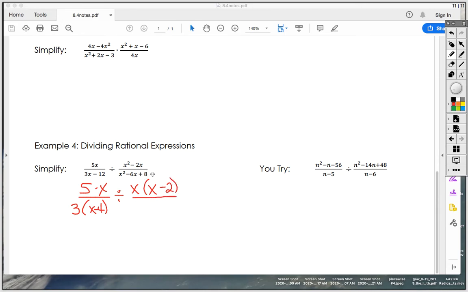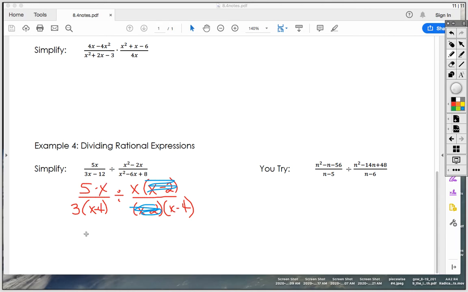And our factors for 8 are going to be 1 and 8 and 2 and 4. I'm going to use 2 and 4. They're both going to be negative. So we're going to have x minus 2 and x minus 4. Now, to make things a little simpler, I could cross cancel only if it's in the same term first, and it does.